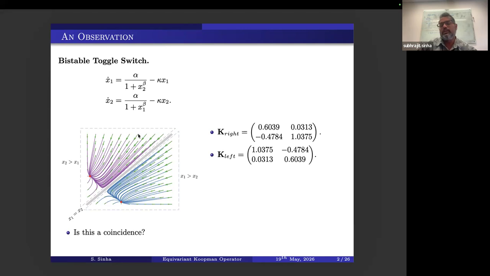But while we were working on this, we noticed that when computing these DMD matrices in the two invariant regions, the entries were the same in both of them, only rearranged. We started to think: is this a coincidence, or is the underlying symmetry playing some role? What we noticed is that these two matrices are related by a similarity transformation. That was the motivation for this work.